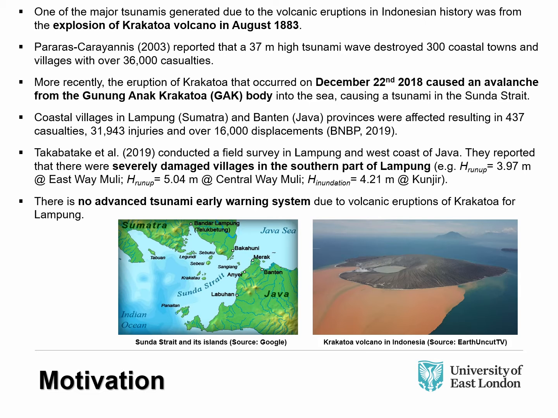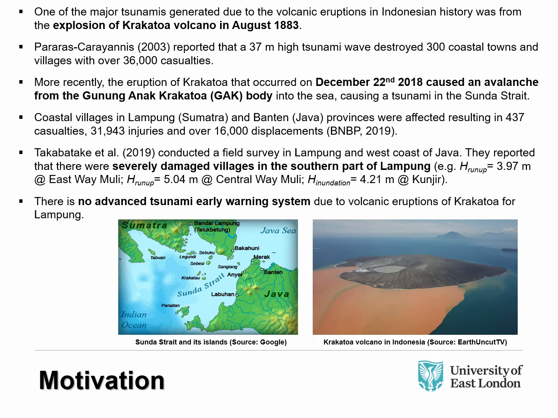Coastal villages in Lampung in Sumatra and Banten in Java provinces were affected, resulting in 437 casualties, about 32,000 injuries, and over 16,000 displaced. Takabatake and colleagues conducted a field survey in Lampung and the west coast of Java in 2019 following the December 2018 tsunami. They reported severely damaged villages in the southern part of Lampung, for example, East Way Muli, Central Way Muli, and Kunjir. You can see the wave run-up and inundation heights for these three villages.